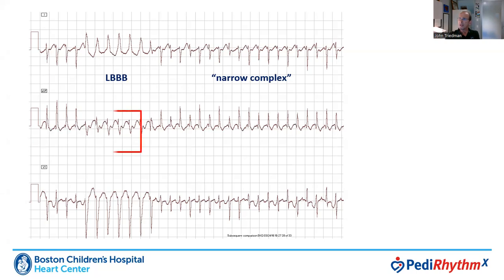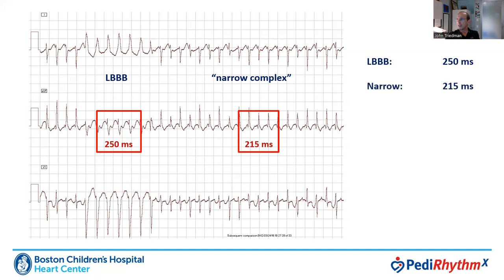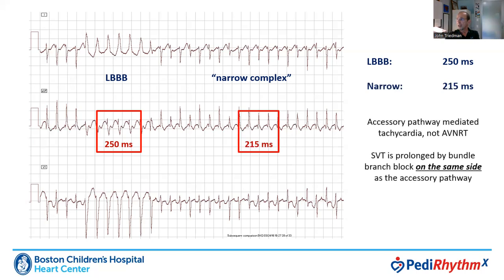Well, what we can do is we can measure the cycle length of the tachycardia in left bundle branch block, and we learn that it's 250 milliseconds. We can similarly measure a shorter cycle length in the narrow complex tachycardia and show that it's 215 milliseconds. So because the cycle length of the tachycardia changed with the resolution of left bundle branch block into narrow complex tachycardia, we know that AV-NRT does not involve the left bundle. Therefore, this must be an accessory pathway mediated tachycardia.